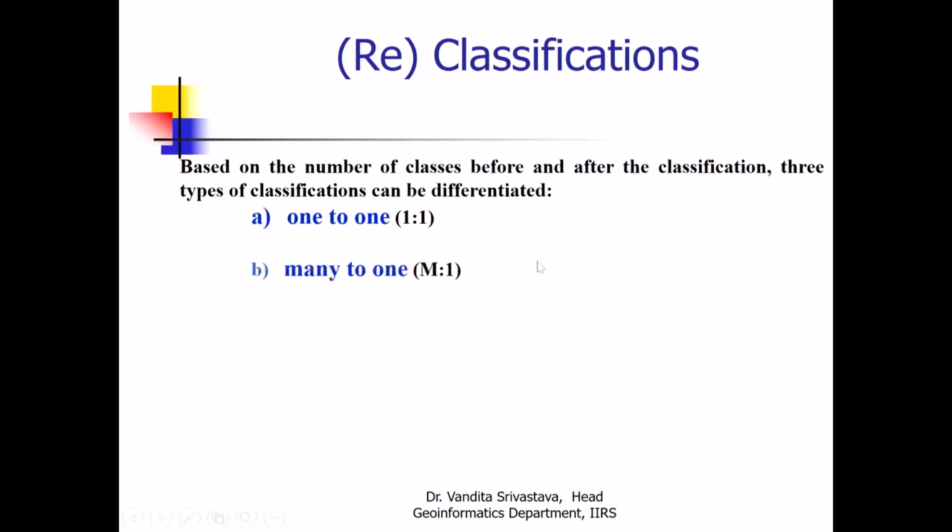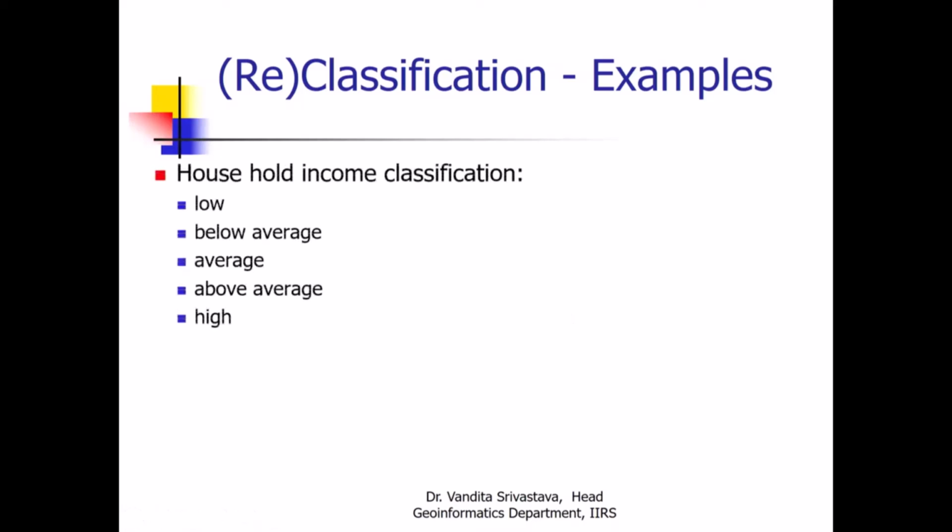Then you have many to one, wherein we have more to less. That is, more number of classes in the input to less number of classes in the output. And then we have one to many, the reverse of the second situation. So let us see some examples of these.